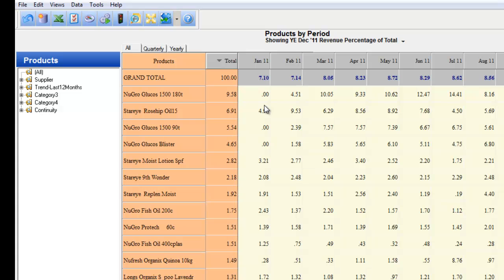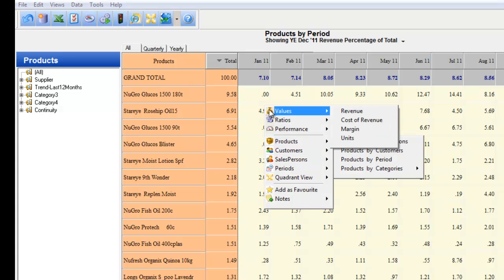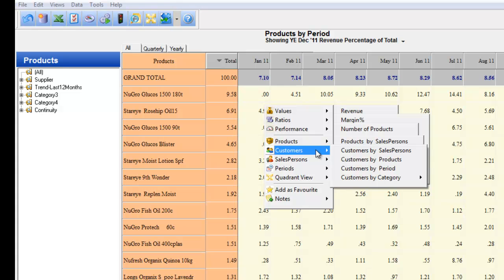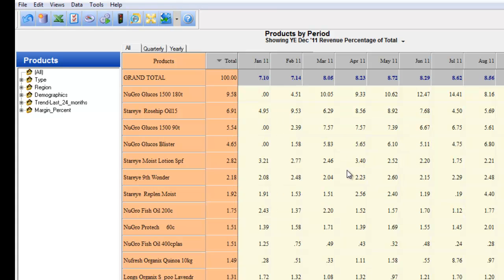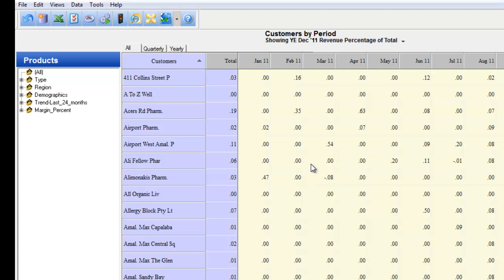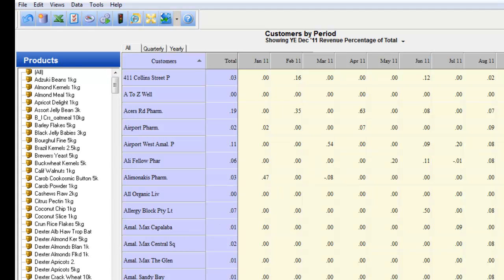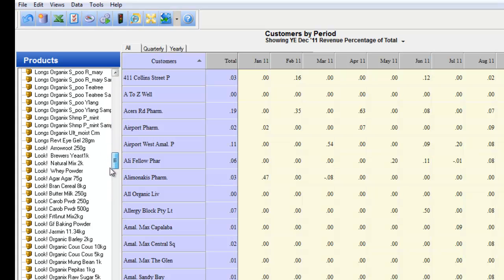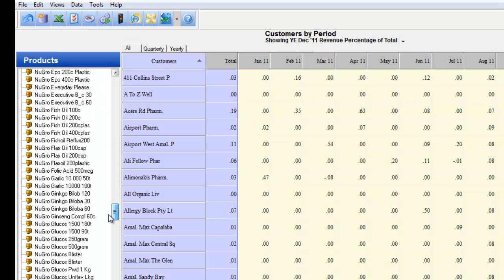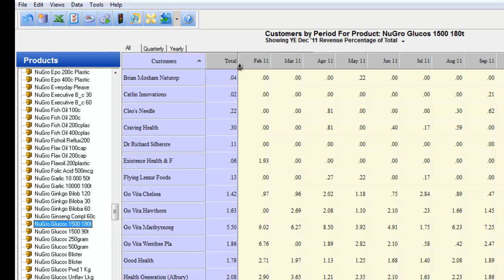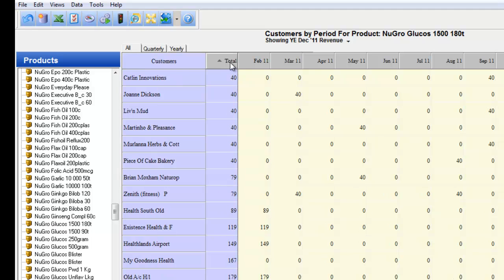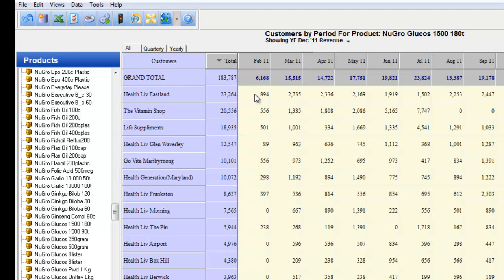our portfolio. So what I'm going to do is move from here to our customers by period, so I can see all the customers who are buying my Nugro Glucose product. I'll go straight into products, identify where my Nugro Glucose is, and I find my Nugro Glucose. It is that one over there. And I move into revenue so I can get a quick feel for the volume of my Nugro Glucose product. I understand that what I'm looking at is only my Nugro Glucose. There it is. And I notice all the customers that are buying my Nugro Glucose.